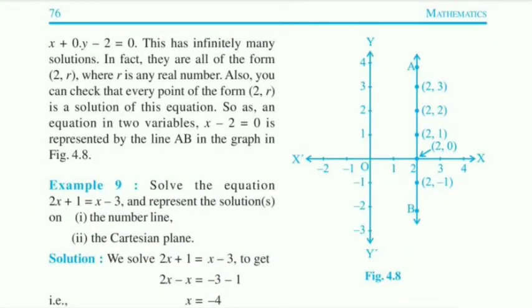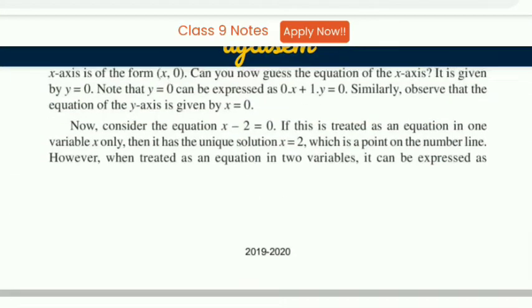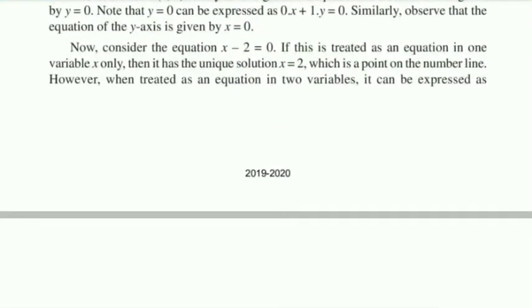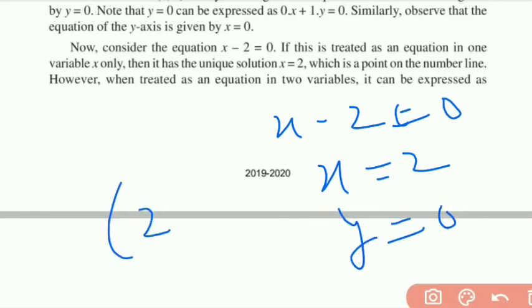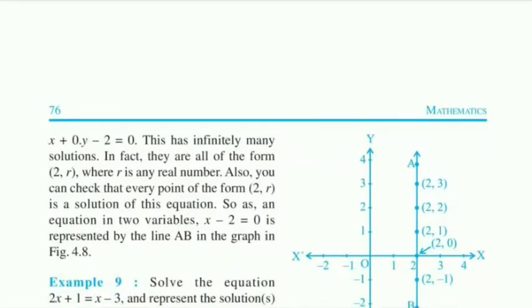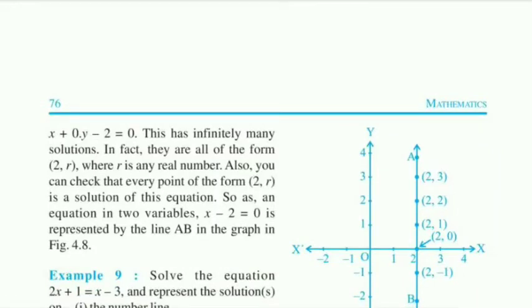So see here in the graph I have represented (2, 0), because the value of x we have found from the equation x minus 2 is equal to 0. So what is the value of x? The value of x is 2. And the y coordinate here? The value of y is 0. So what is the coordinate here? (2, 0). And see where we represent (2, 0) on the graph. This point is (2, 0).